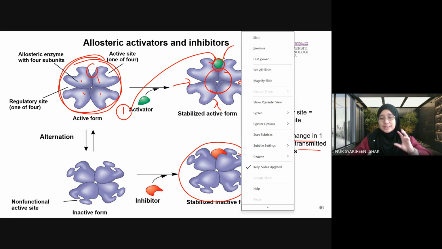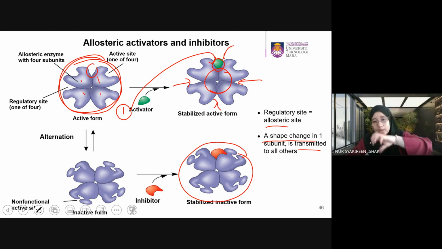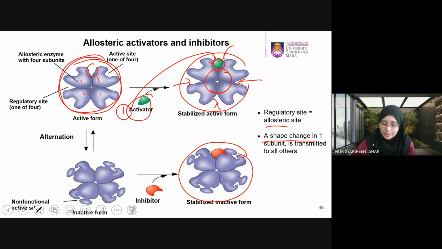So the change of shape will be transmitted to all other subunits. So if an activator stabilizes all the subunits in the active form, or an inhibitor stabilizes all the subunits in the inactive form, it only requires one regulatory molecule to bind to one of the allosteric sites. Okay, so that is allosteric regulation involving allosteric enzymes, where either an activator or inhibitor binds to stabilize the enzyme molecule.